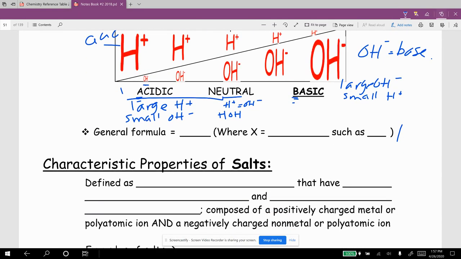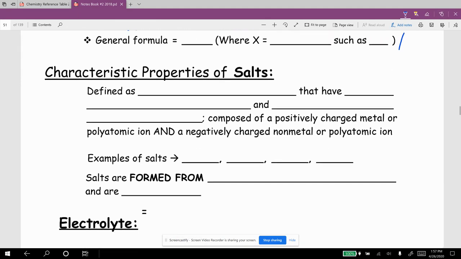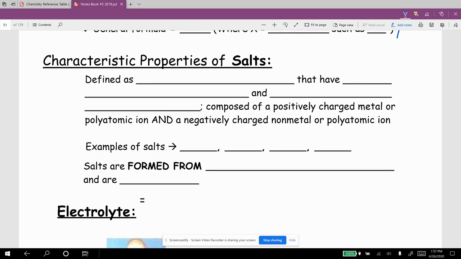So we can refer to anything. So our general formula, again, we're going to just skip that. And we're just going to talk about a little bit of review.